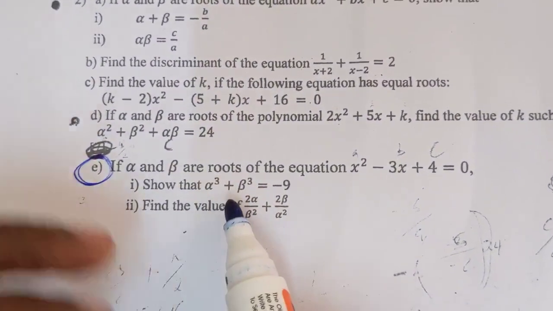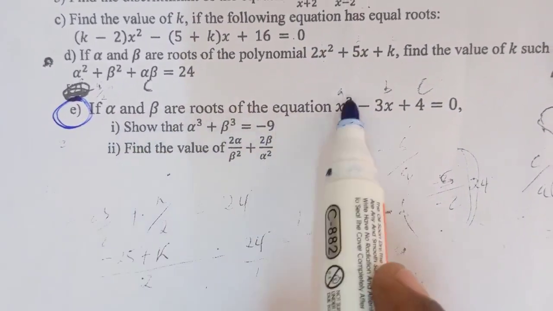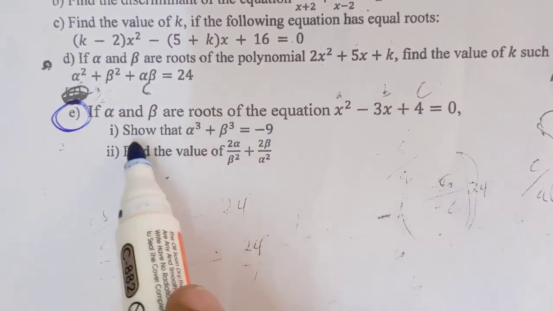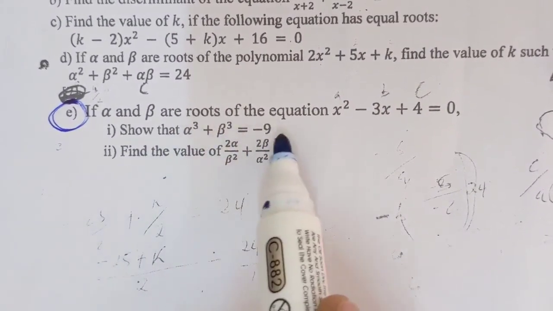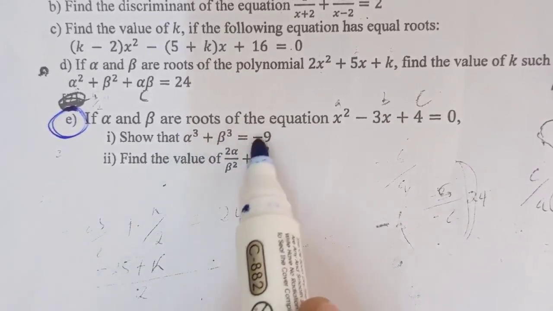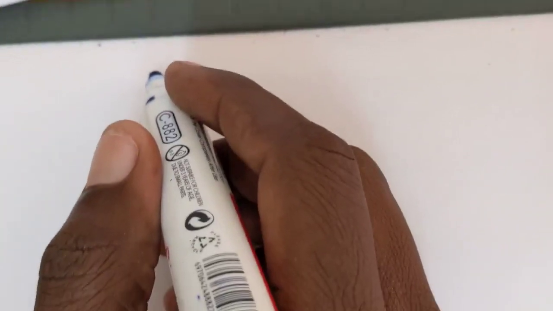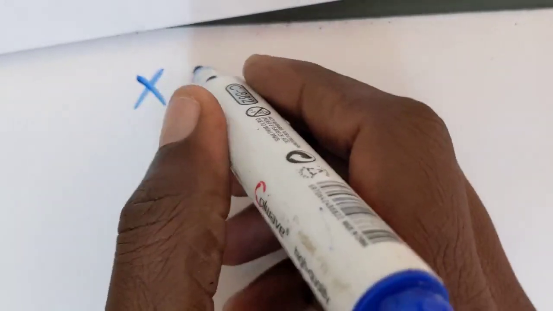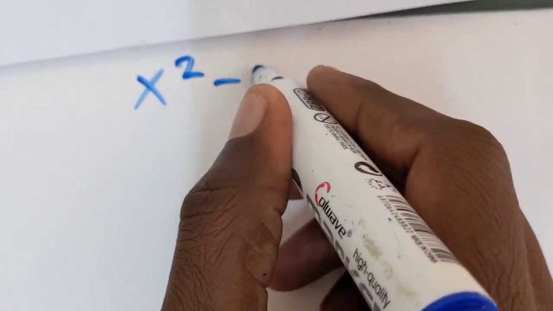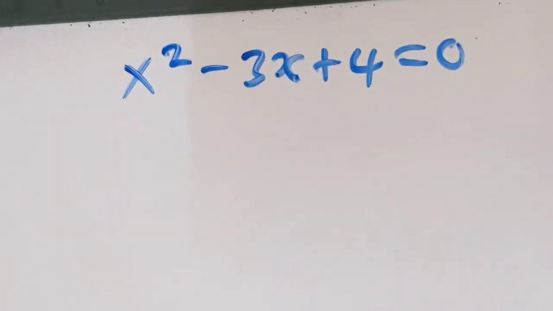So we have this question here, this one that came. If alpha and beta are the roots of this equation, show that alpha cube plus beta cube is equal to that. So we have this equation: x to the power 2 minus 3x plus 4 equal to 0.